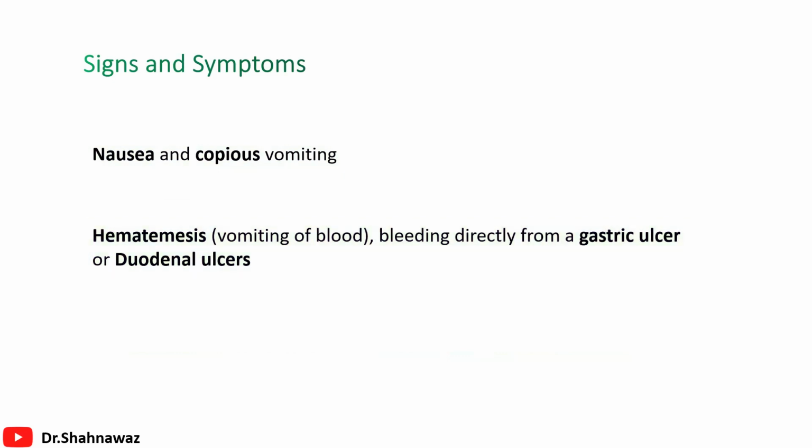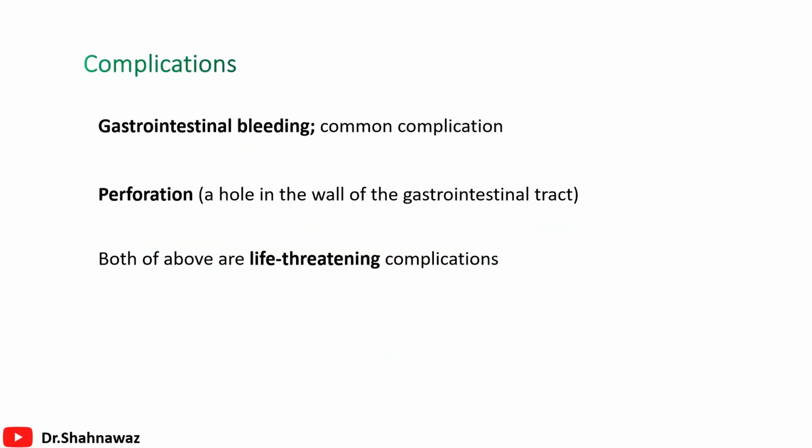The most important complications of gastric ulcers or peptic ulcers are gastrointestinal bleeding, the most common complication, and perforation, a hole in the wall of the gastrointestinal tract. Both of these are life-threatening complications, and there may be death if they occur in peptic ulcer disease patients.